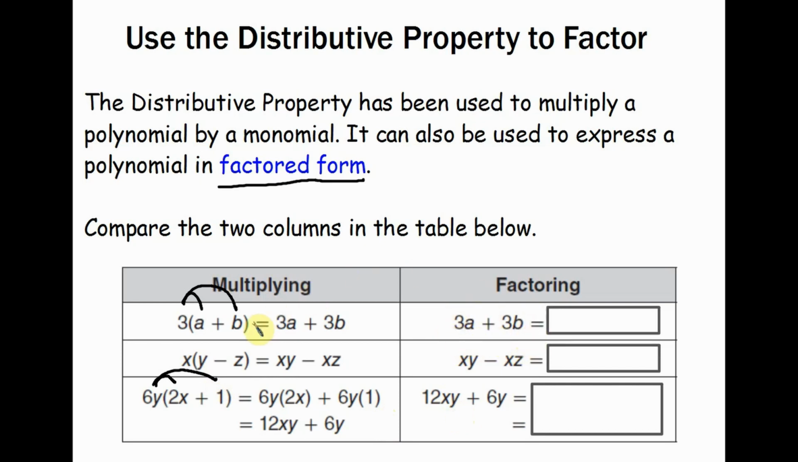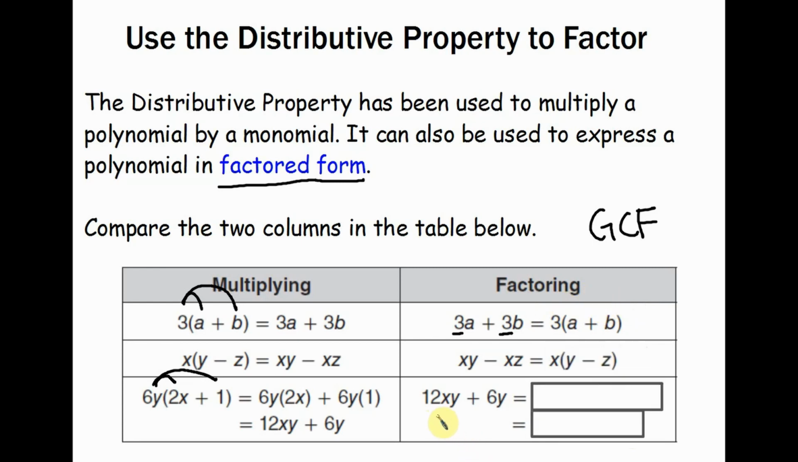When you are factoring, on the other hand, you have a simplified form that you're going to put back to what it was before you distributed. In this case, you're going to find the greatest common factor, or GCF, of each term. 3a and 3b both have 3 as a common factor. So if I take out the 3 from each term, I can rewrite this as 3 times a plus b. This will result in the same expression if I distribute.